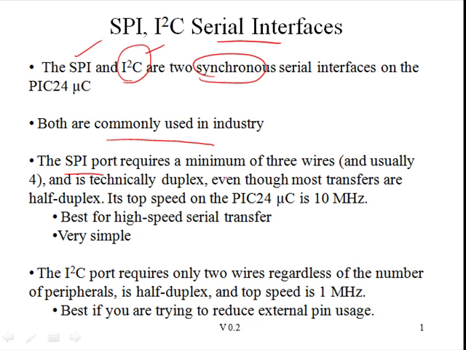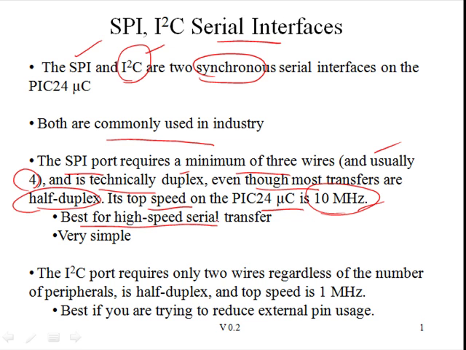The SPI port requires a minimum of 3 wires, even though almost all the time you require a 4th wire, and is technically full duplex. This means that communication occurs in both directions at the same time, even though in practice most transfers are actually only half duplex. That is, you typically ignore data coming in the other direction. Its top speed in the PIC24 microcontroller is 10 megahertz, and it's the fastest serial protocol available. This is best for high-speed serial transfer. It's also very simple from a software usage viewpoint.